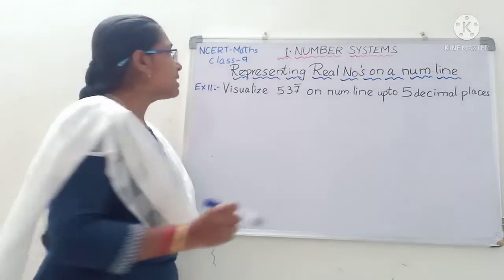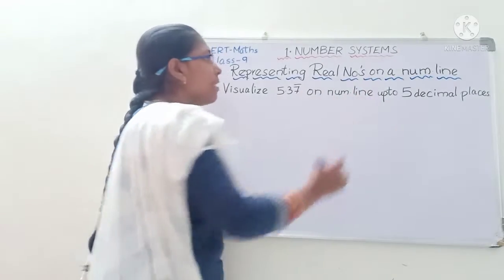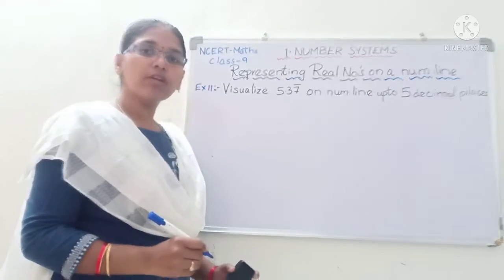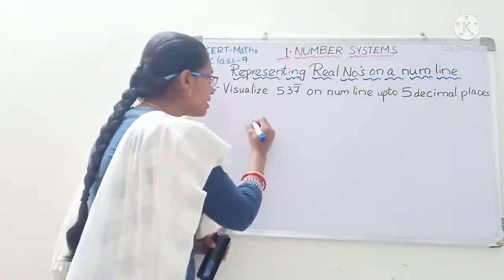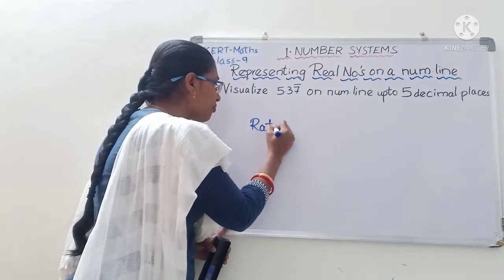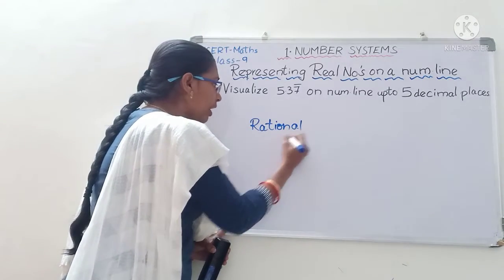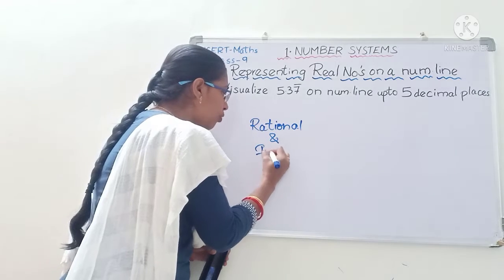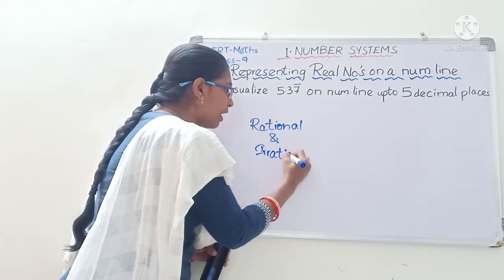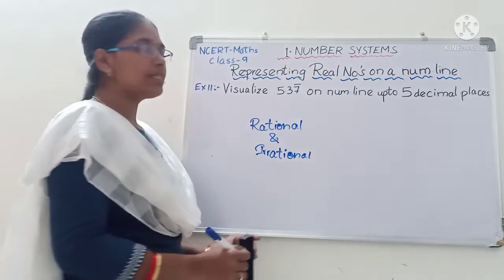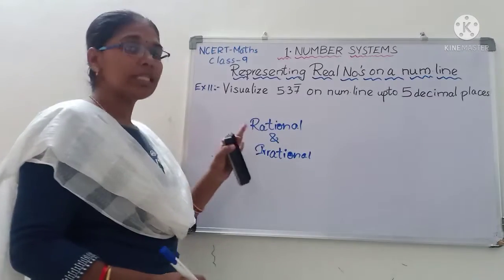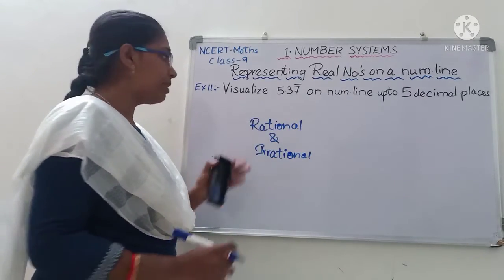Children, today let's see how to represent real numbers on the number line. Children, what are real numbers? Real numbers are the set of rational and irrational numbers. Both these come under real numbers. So let us see how to represent all these real numbers on the number line.